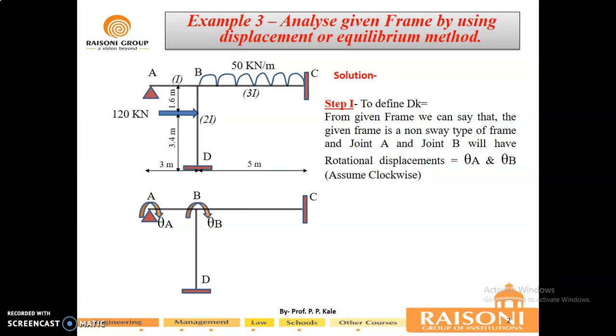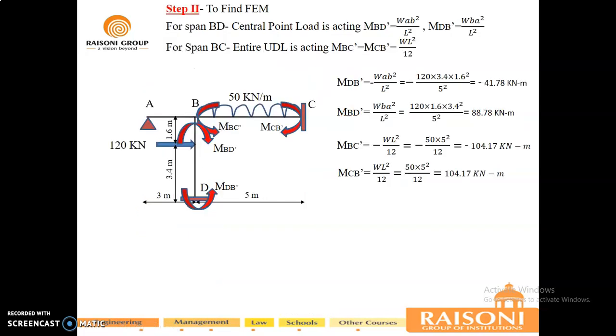At joints A and B, as I told you earlier, there is a possibility of rotation at A and a possibility of rotation at B. So there are two unknown displacements in this particular structure, at A and B. Considering the direction of the rotations as clockwise, at A there is theta A clockwise and at B there is theta B clockwise.